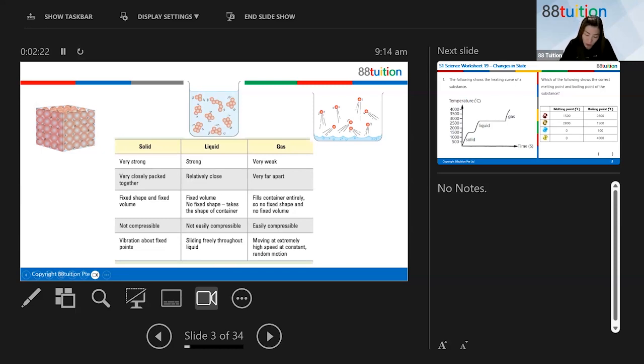So fixed shape and fixed volume, you learn this in primary school. Compressibility, you learn in primary school as well. This last row here tells you how particles move in solid, liquid, and gas. For the solid, particles only vibrate in fixed position. Liquid particles can slide over one another throughout the liquid, and gas particles move at extremely high speed.